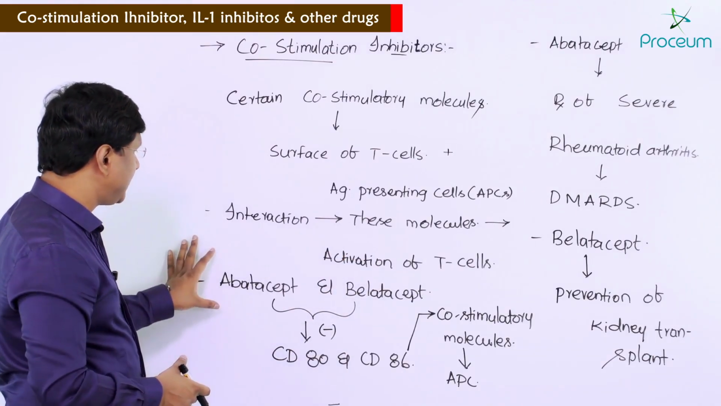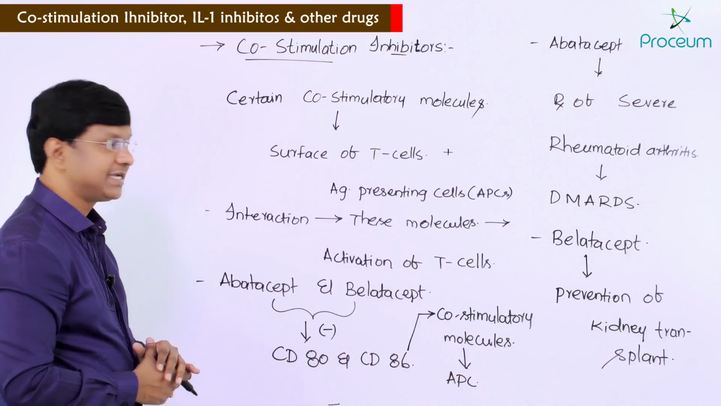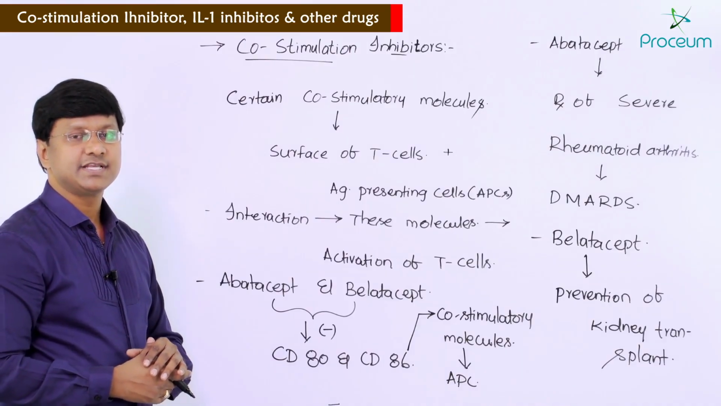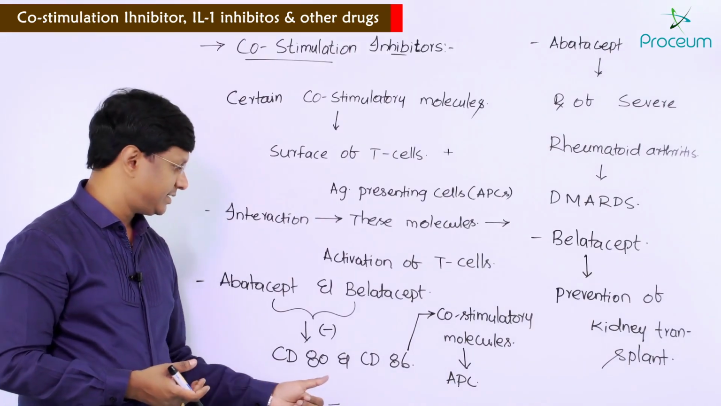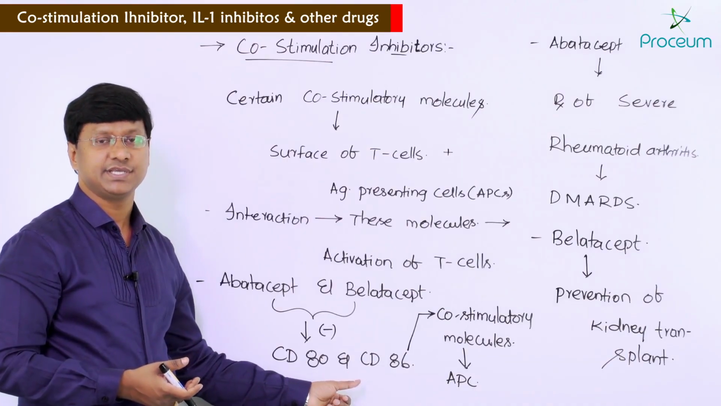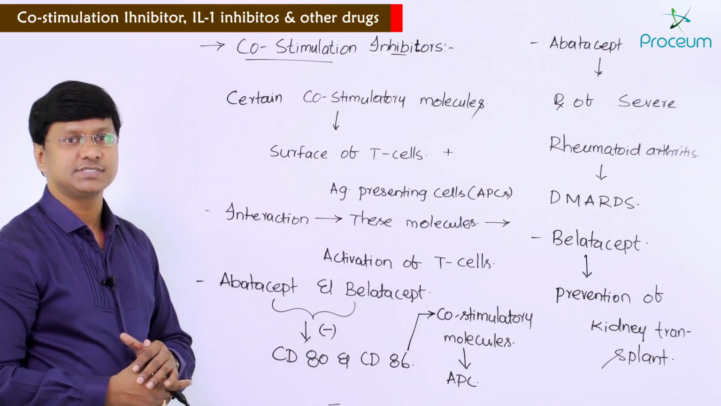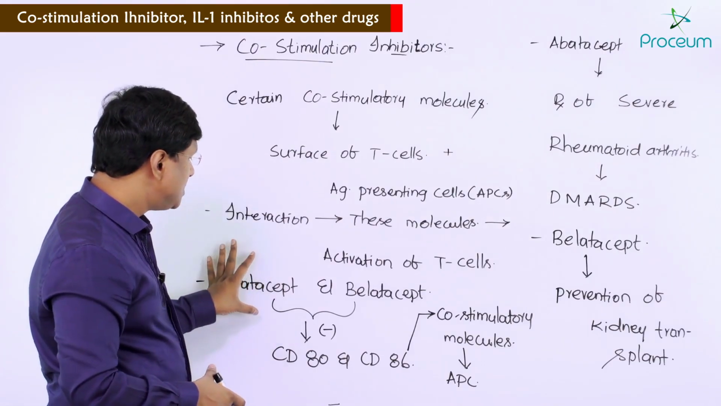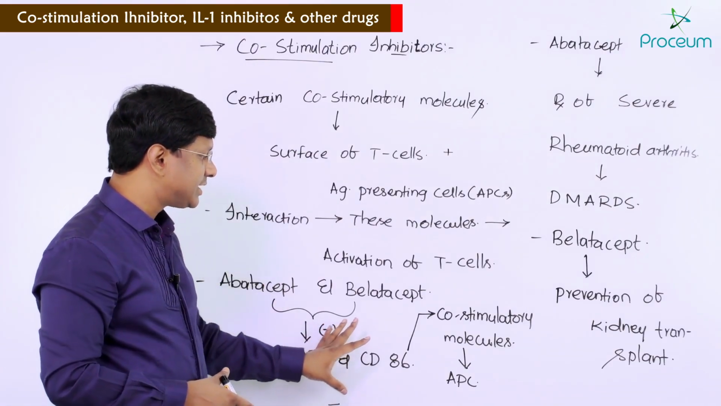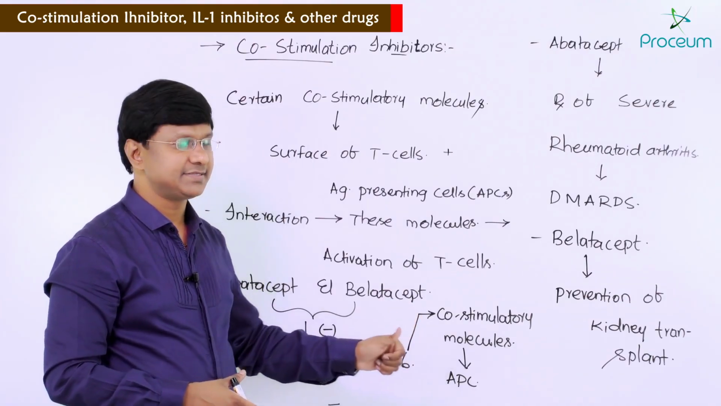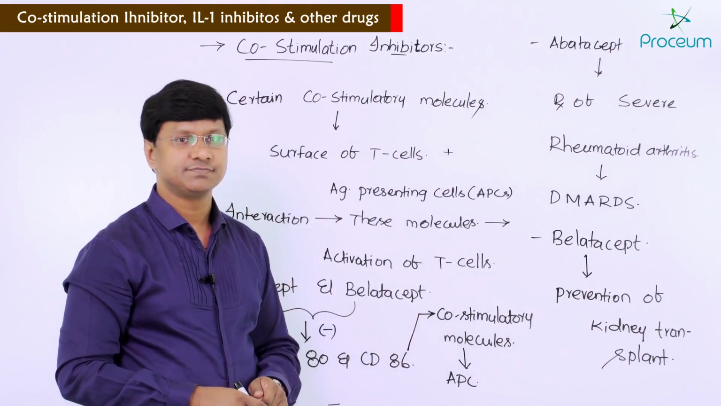Now the drugs we have are Abatacept as well as Belatacept. Abatacept and Belatacept act by inhibiting CD80 as well as CD86, which are the co-stimulatory molecules present on the antigen presenting cells. Once these co-stimulatory molecules are inhibited by Abatacept and Belatacept, there is no activation of your T cells.